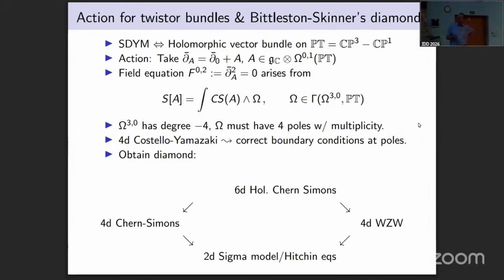And I guess in the 4D Chern Simons story, Costello, Yamazaki, and Witten had shown how to manage these poles. I think this is what we didn't know how to do before. And I'll go into more details about that shortly. And so they learnt how to introduce boundary conditions so that this action made sense at the poles. And with that, Biddleson and Skinner were able to lift the 4D Chern Simons story to a 6D holomorphic Chern Simons story, in which they mostly dealt with a case where the form here has 2 double poles.